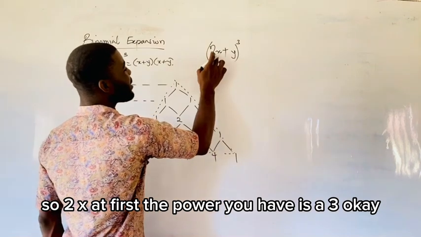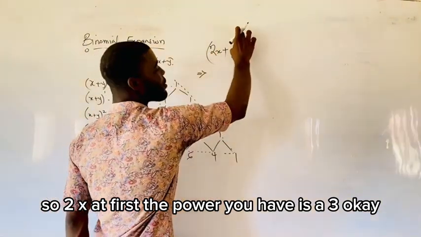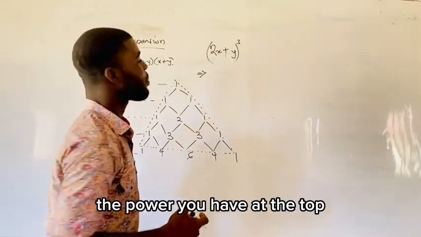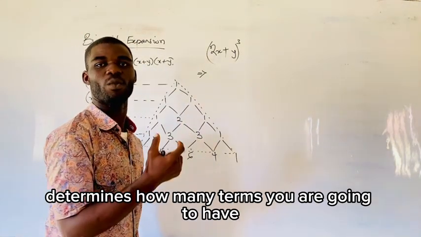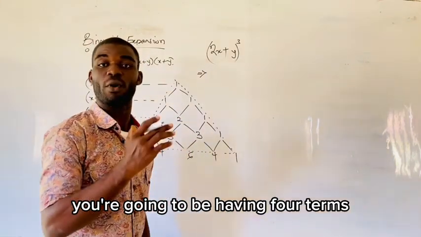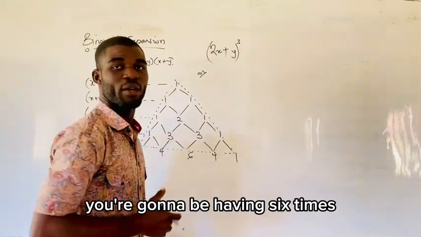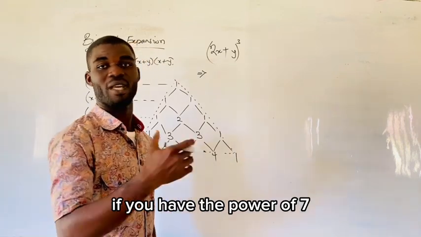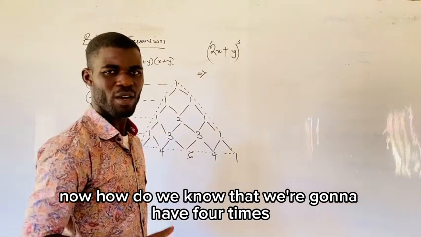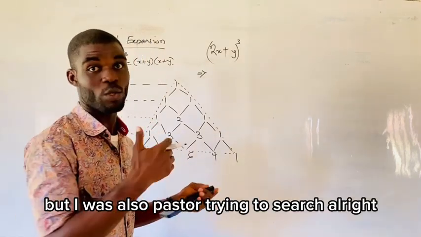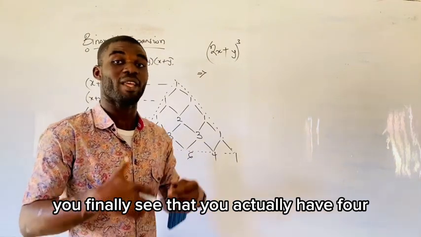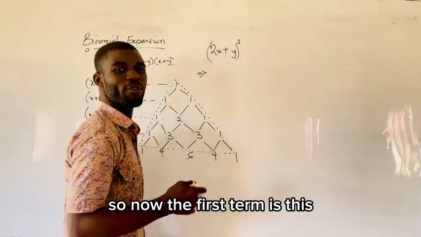So 2x at first, the power you have is a 3. Now the power you have is very important. The power you have at the top determines how many terms you are going to have. If you have the power of 3, you're going to be having 4 terms. If you have the power of 5, you're going to be having 6 terms. If you have the power of 7, you're going to be having 8 terms. So at the end of the day, the power of 3, you're going to be having 4 terms. Now, how do we know that we're going to have 4 terms? I don't know. But that was what Pascal's triangle said. And at the end of the day, after solving, you'll finally see that you actually have 4 terms in play.